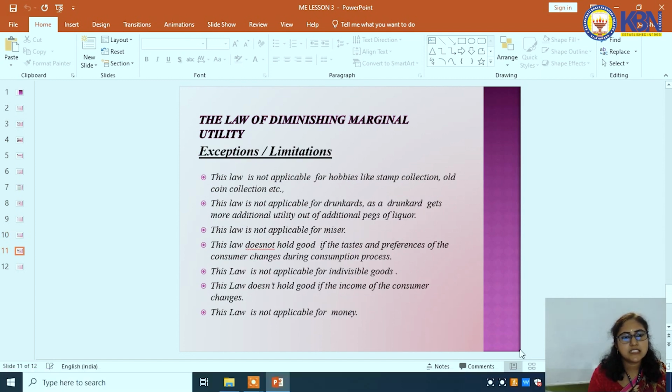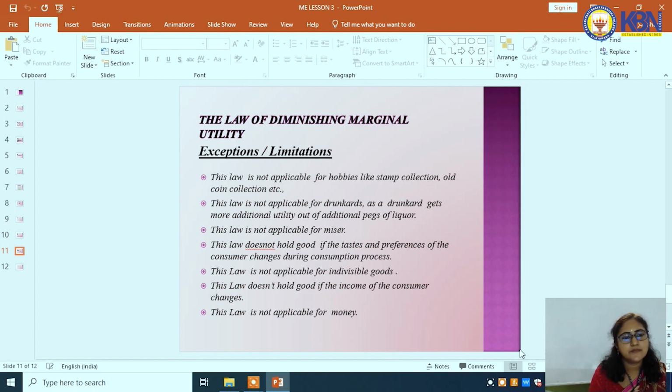Now let us see the exceptions of the law of diminishing marginal utility. The law of diminishing marginal utility is based on certain limitations or exceptions, which means that this law does not hold good for certain cases. So let us see the exceptional cases of the law of diminishing marginal utility.